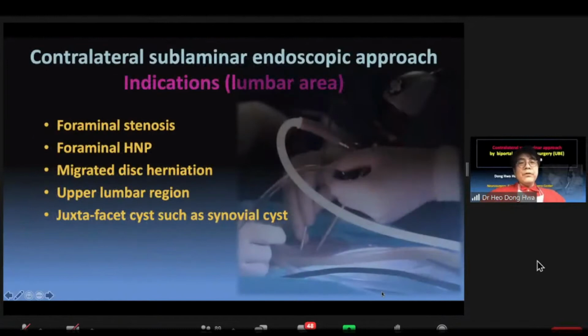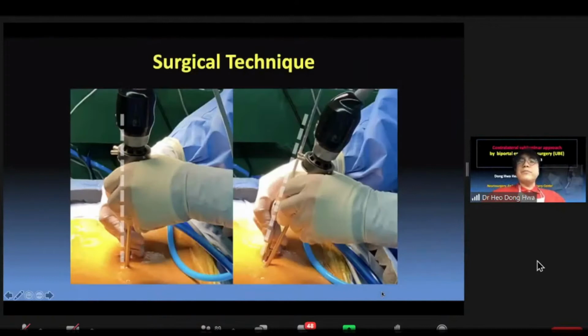The indications of the contralateral sublaminar approach using the biportal endoscopic approach, UBE, are foraminal stenosis, HNP and migrated disc herniations, and it works especially well in the upper lumbar lesions. Also, we can remove a juxtafacet cyst using the contralateral sublaminar approach. Today my presentation focuses on the surgical technique of the biportal endoscopic sublaminar approach.